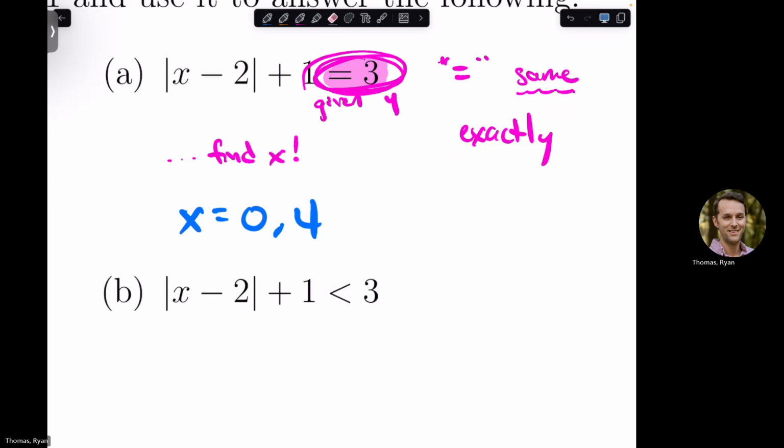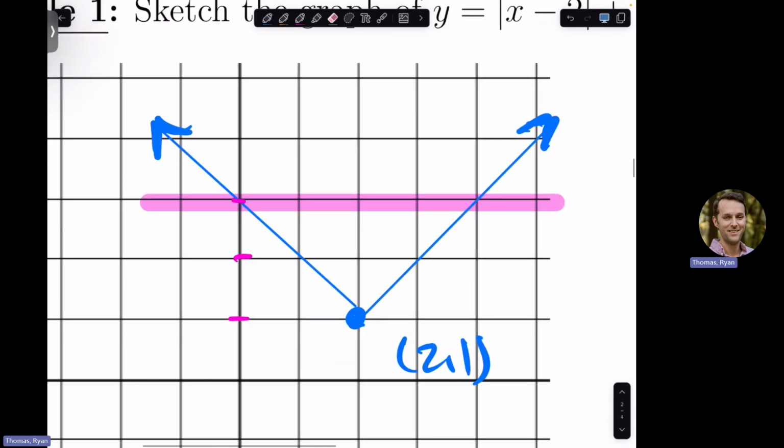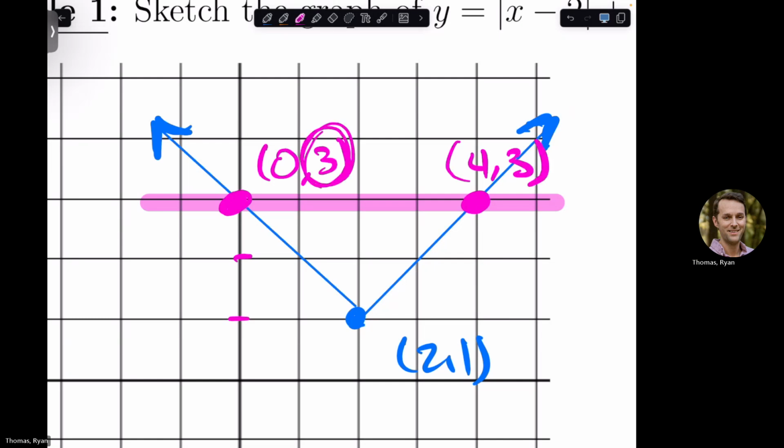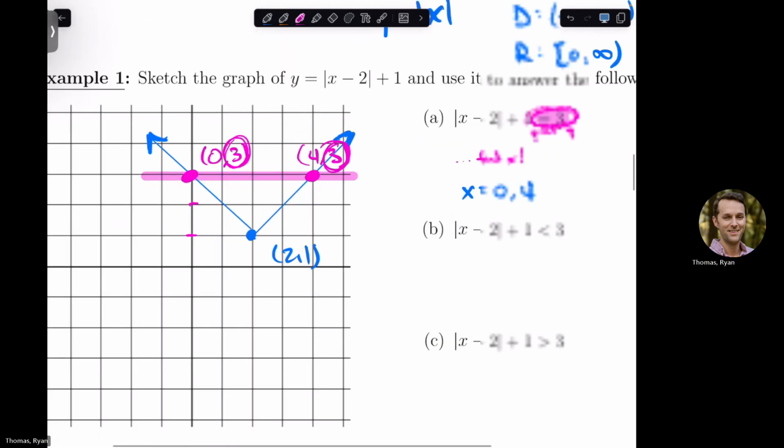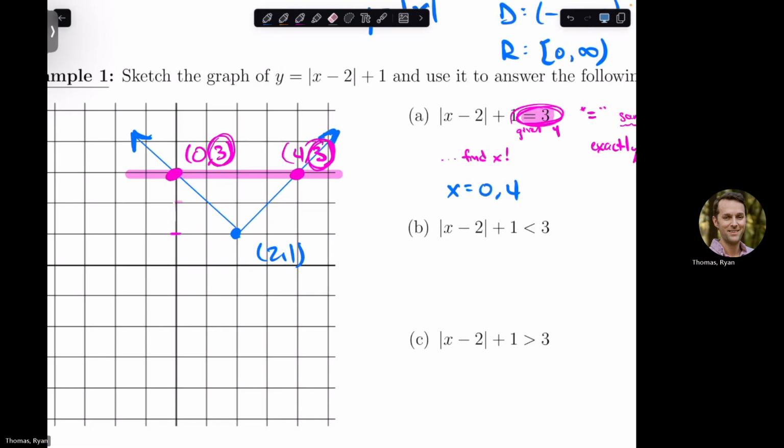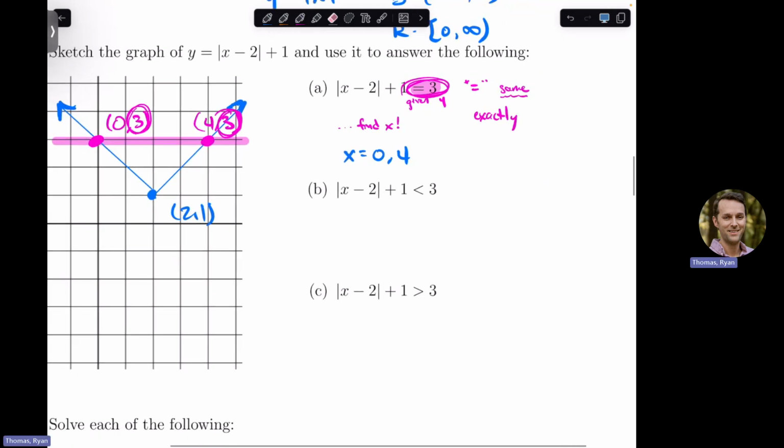Exactly the same. So what did we look for on the graph then to find where they were? Any points whose y values were exactly the same, right? We looked for where it passed through that height, where it was a 3. Okay?